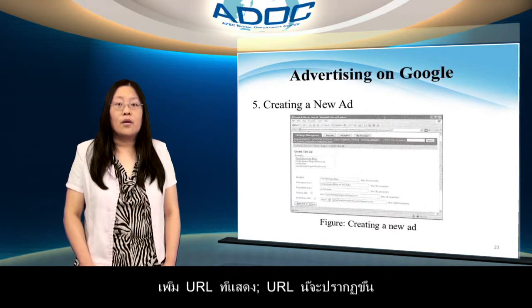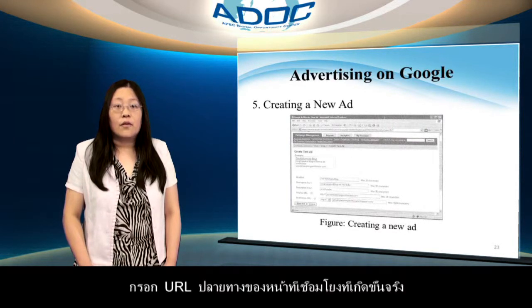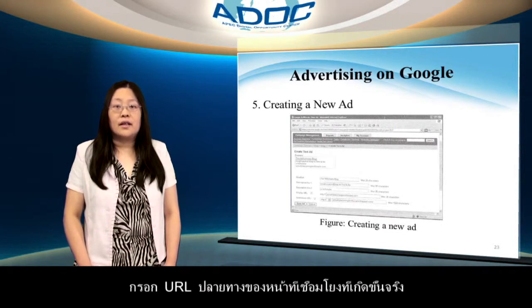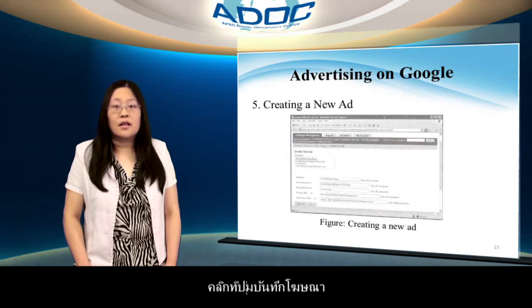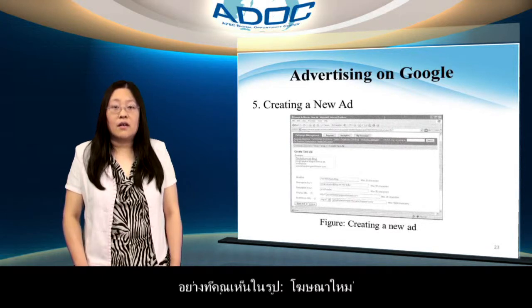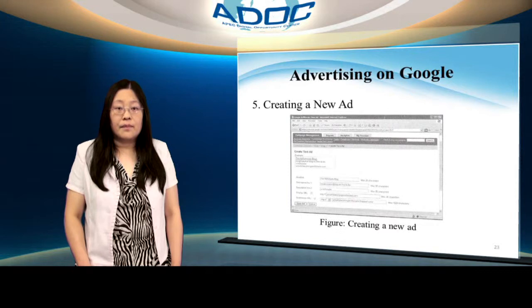This URL will be displayed. Fill in the destination URL of the actual landing page. Click the Save Ad button. That adds the new text ad to the ad group. As you can see in the figure, a new ad.